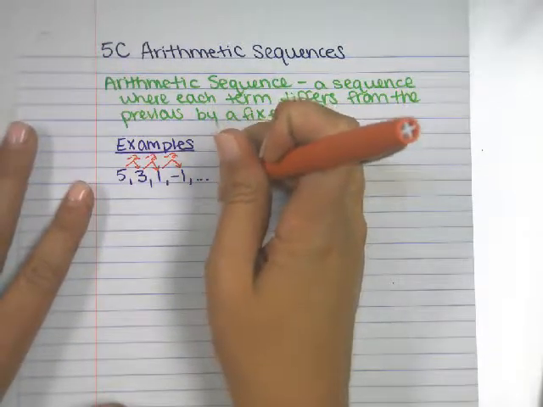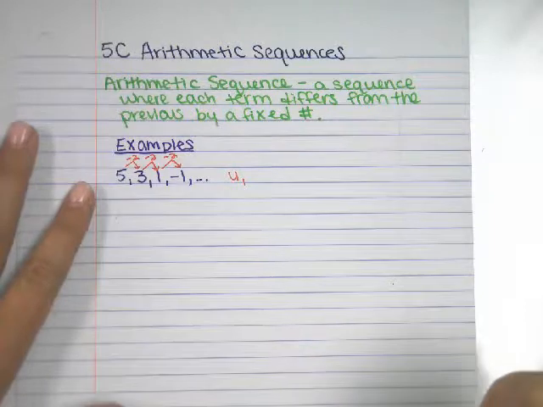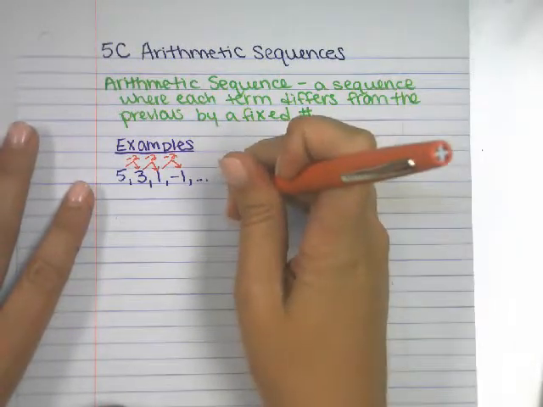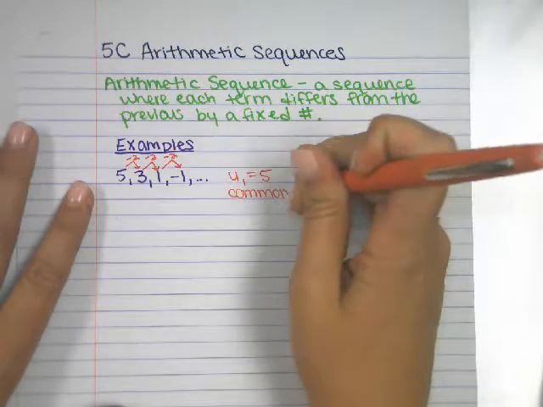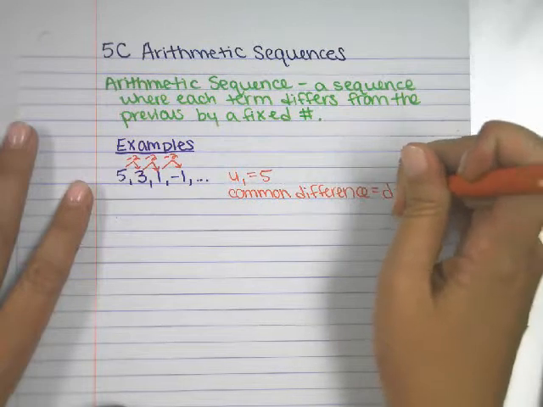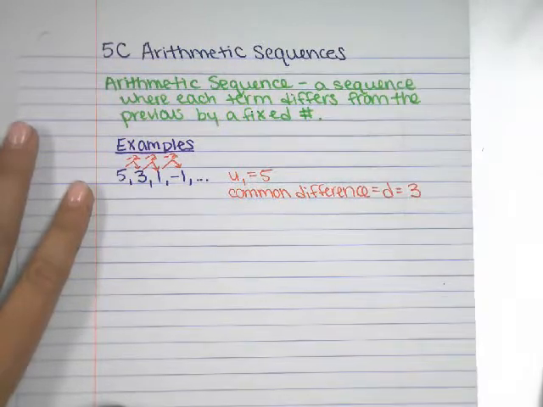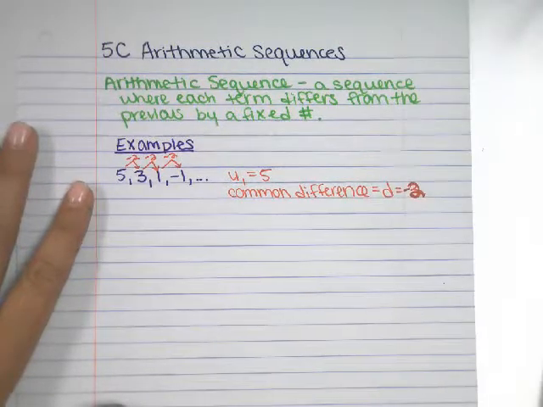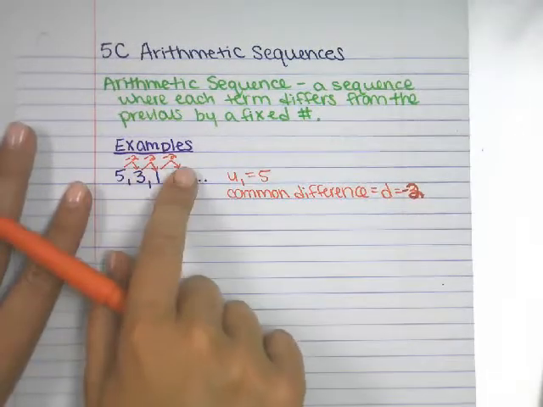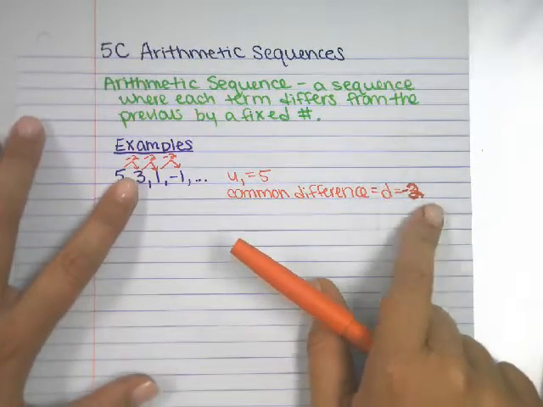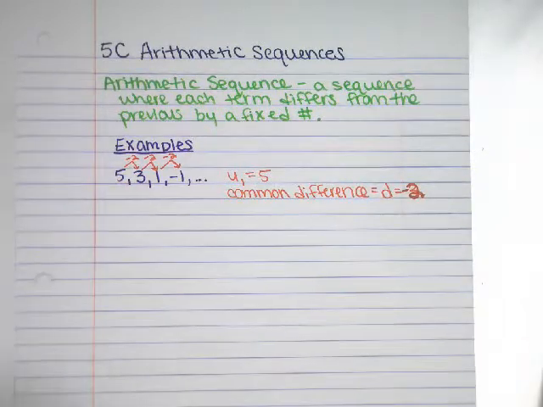So let's see. First term, from our last video, u sub 1 means first term is 5. Common difference, which we're going to call D, is 3. Oh, nope, -2. I don't know where the 3 came from. -2. That's our common difference. That's how it changes. First term is 5. Every term after that gets smaller by 2 as it goes.